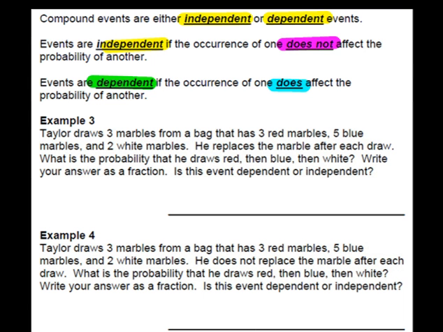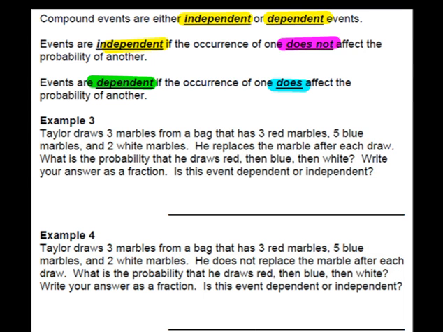So looking at example 3, it says Taylor draws 3 marbles from a bag that has 3 red, 5 blue, and 2 white marbles. He replaces the marble after each draw. What is the probability he draws a red, then a blue, and a white? Write your answer as a fraction, and then is this event independent or dependent?